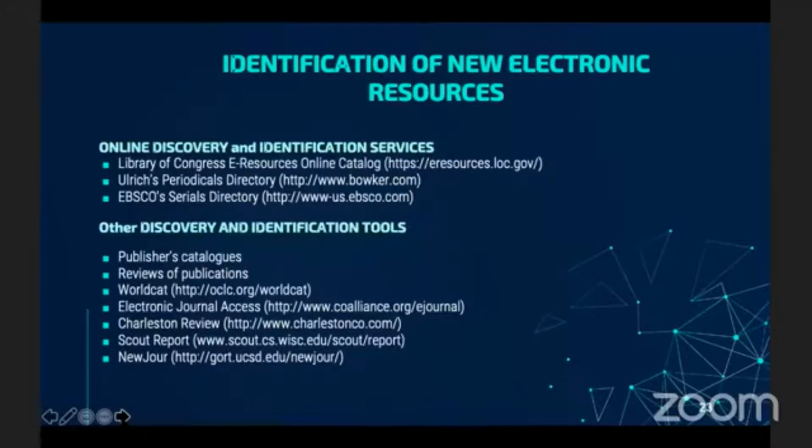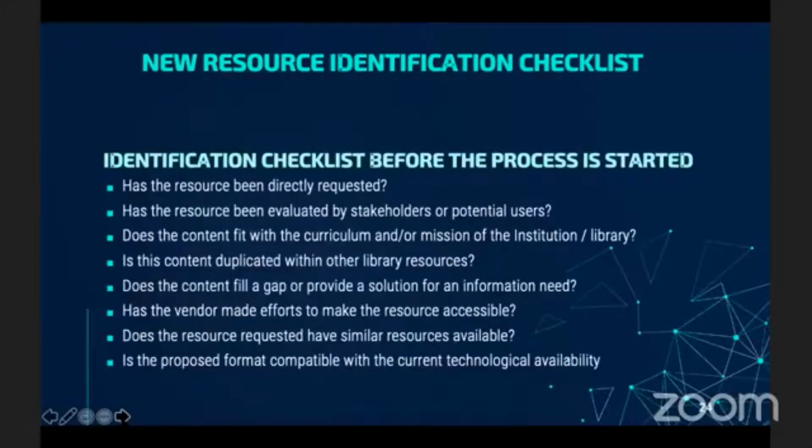So there are certain tools one can use to get this information. Usually the publishers' catalogs and the reviews of publications provide a lot of information related to identification. Things like Library of Congress e-resource online, and I think I've given the URL for those things. Or ULRICH'S, or EBSCO, or WorldCat. There are a number of these tools available for you, and you can use any of these tools to do a proper identification of new electronic resources.